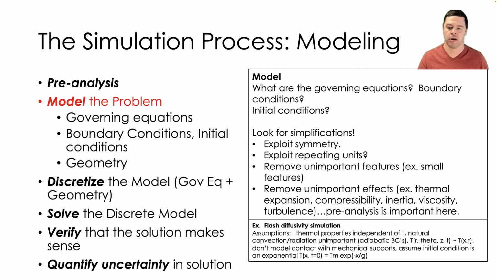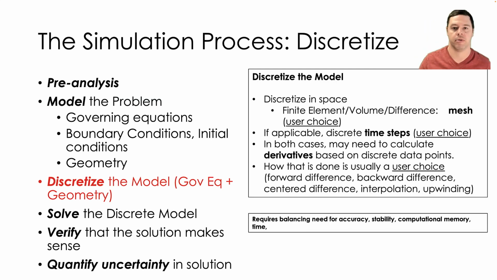I've made the assumption sometimes that I'm not going to model the mechanical support for that little disk in the flash diffusivity simulation. Maybe that's important, I don't know, but I won't know unless I do the easier simulation, and then maybe later I'll try to do a more complicated one that has the mechanical supports. Assuming shapes for the initial conditions are all part of coming up with your model.